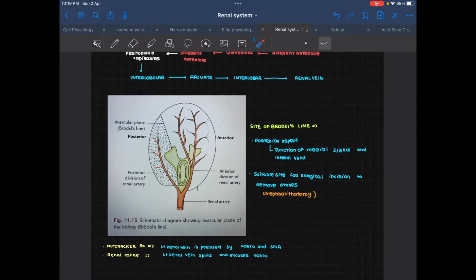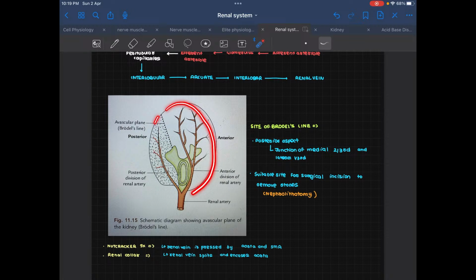This is the site of Brodel's line. This is the avascular plane. This is the anterior portion, and this is the posterior portion of the kidney. Along this line we go for nephrectomy, right? The junction of the medial two-thirds and the lateral one-third is used surgically for performing nephrolithotomy, for removing any stones, right?